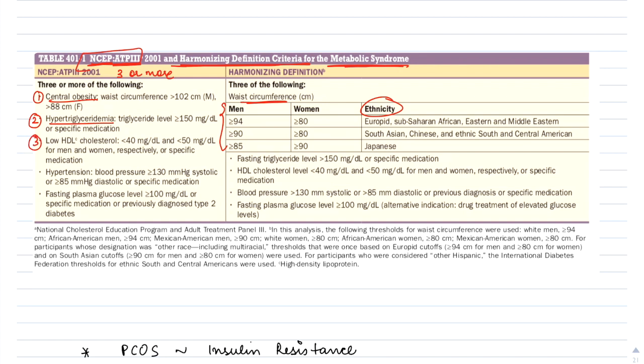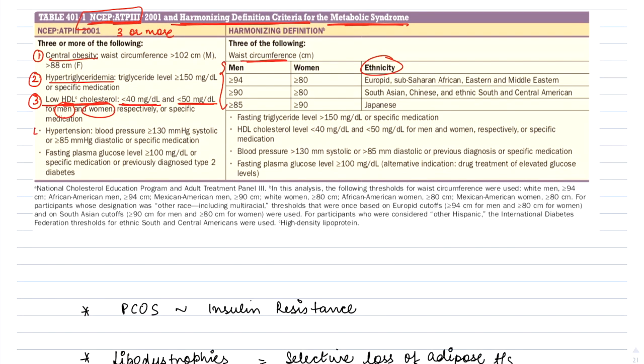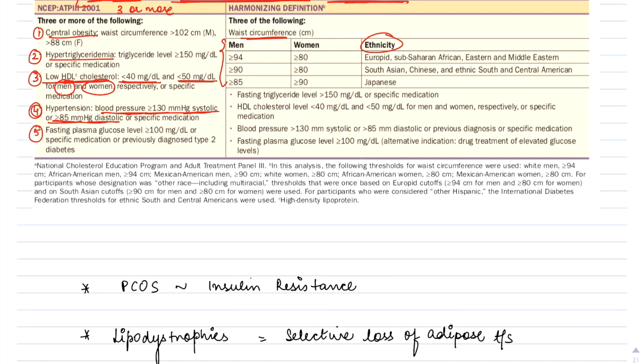Number 3 is a low HDL cholesterol of less than 40 milligrams per deciliter in men, and less than 50 milligrams per deciliter in females. Number 4 is the presence of hypertension, that is, a BP of greater than or equal to 130 systolic, or greater than or equal to 85 diastolic. And number 5 is a fasting plasma glucose level of more than 100 milligrams per deciliter, that is, the presence of impaired fasting glucose, or if the patient has been prescribed specific medication, or has previously diagnosed type 2 diabetes. So these are the criteria.